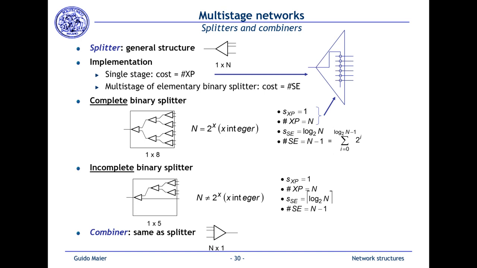Then you can also build incomplete binary splitters using elementary 1 by 2 switching elements, but in that case you will not have the complete tree. We will have only some branches of the tree. So when you are counting the number of switching elements, you don't have an easy relation like that. You have to consider specific cases. The same, of course, applies if you are considering a combiner instead of a splitter. So I'm not going to repeat, but you can apply exactly the same conditions.